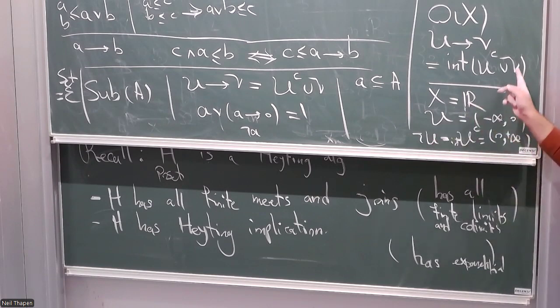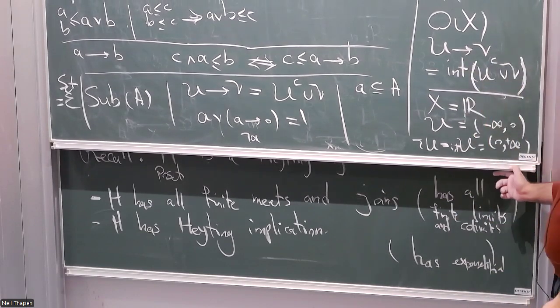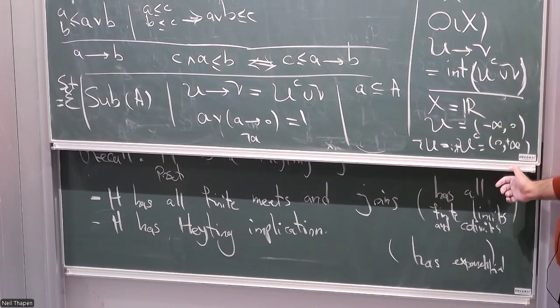Yes, but it's negation. So negation means U implies empty, so V is empty. Here you mean I have no, that's right, really. So it is the interior of the whole thing. Because U complement is not open, right? It cannot be open.